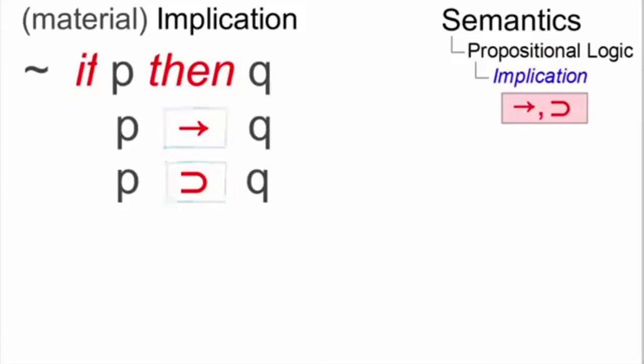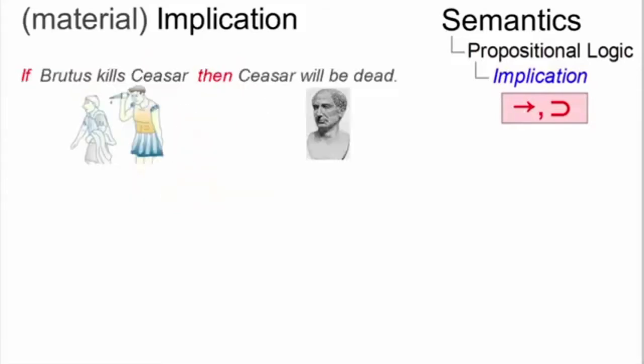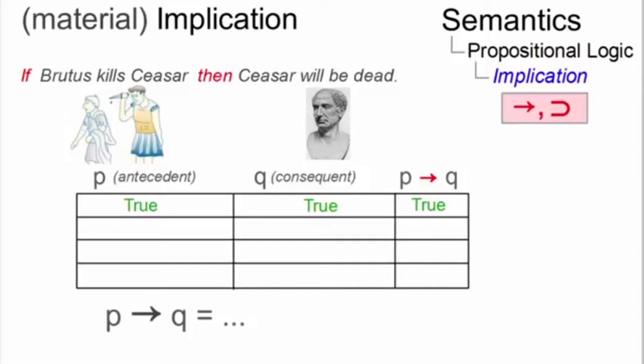Let us look at an example and construct the truth table. If Brutus kills Caesar, then Caesar will be dead. This implication is certainly true if both antecedent P and consequent Q are true. But it is also true if the antecedent P is false, that is, Brutus did not kill Caesar, since now the consequent Q cannot be invalidated. Caesar could still be dead.